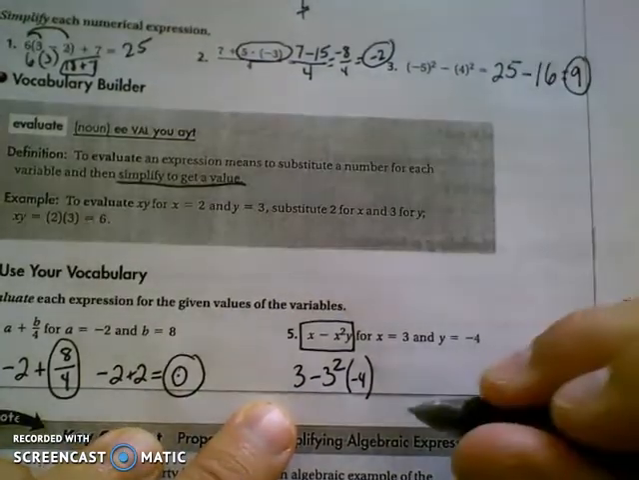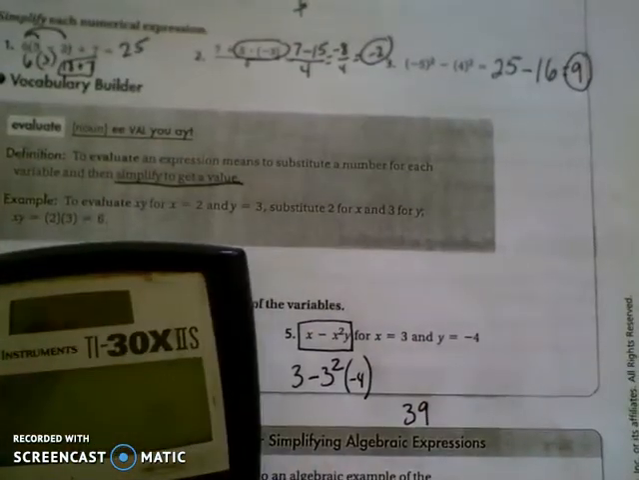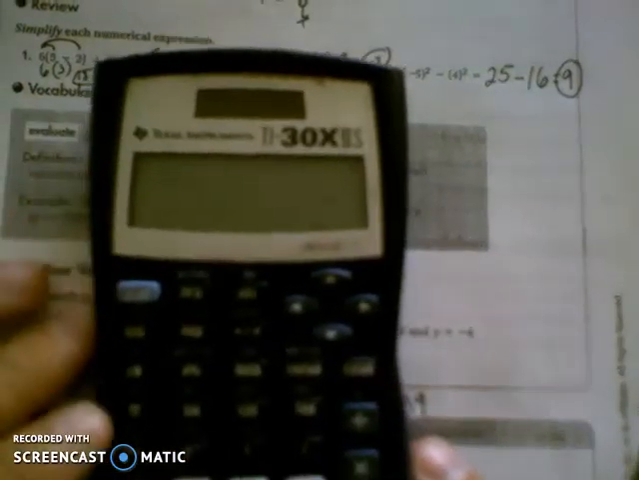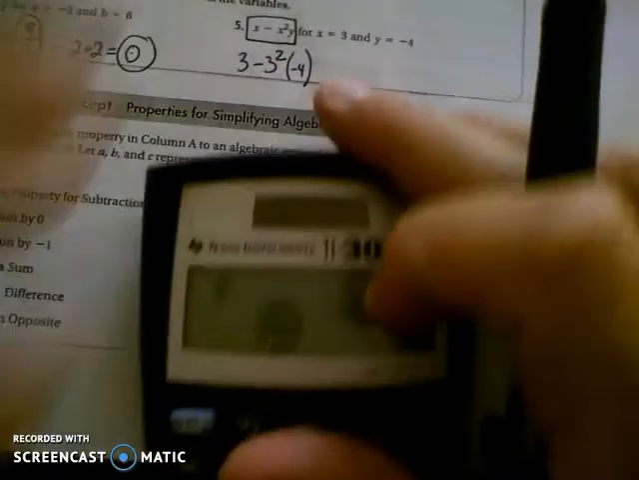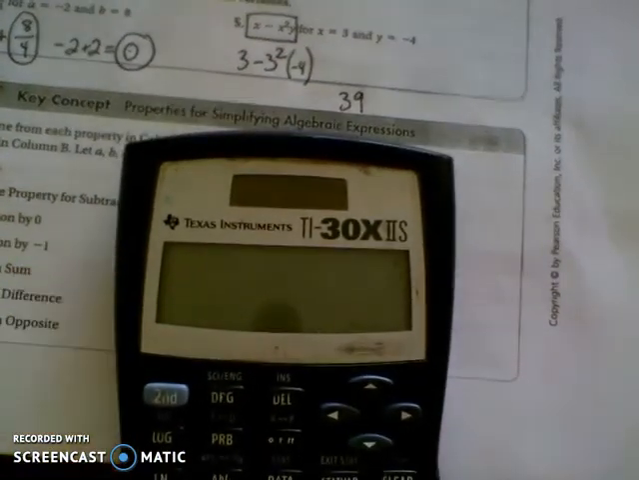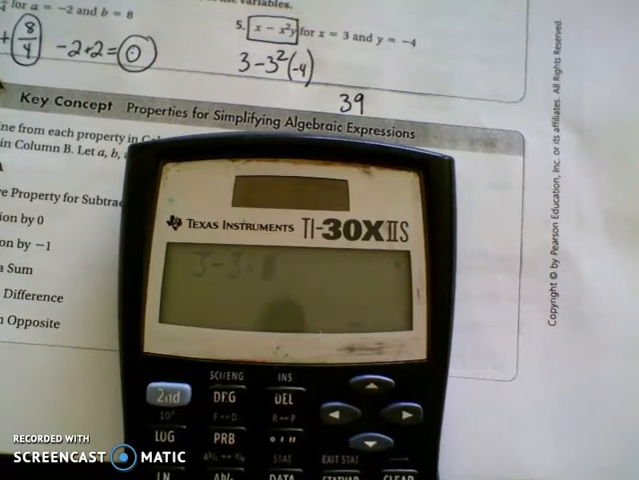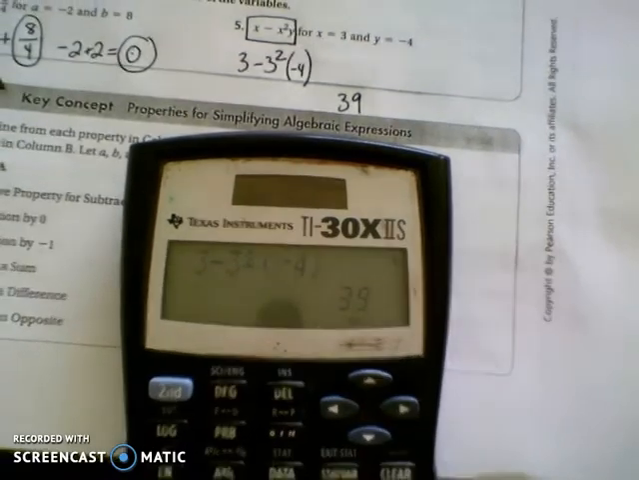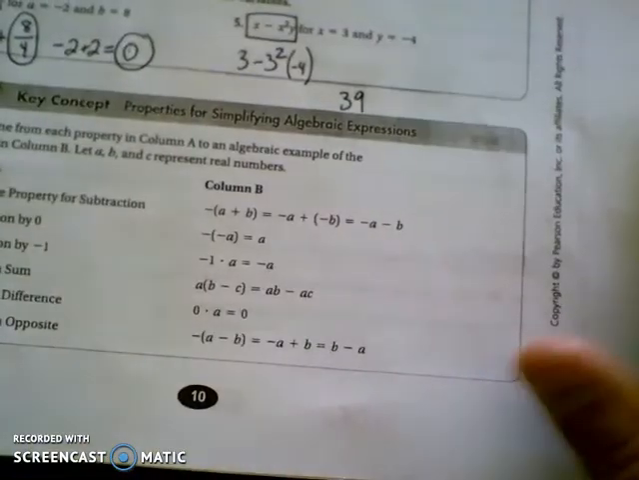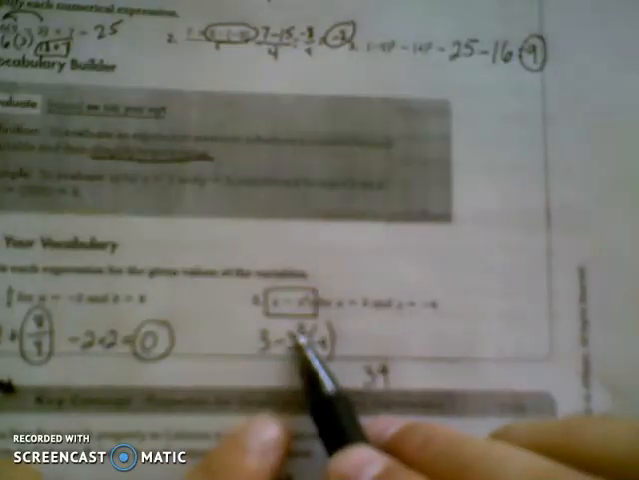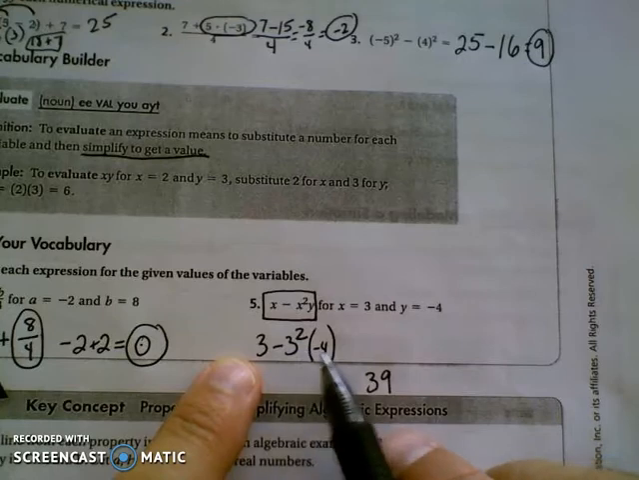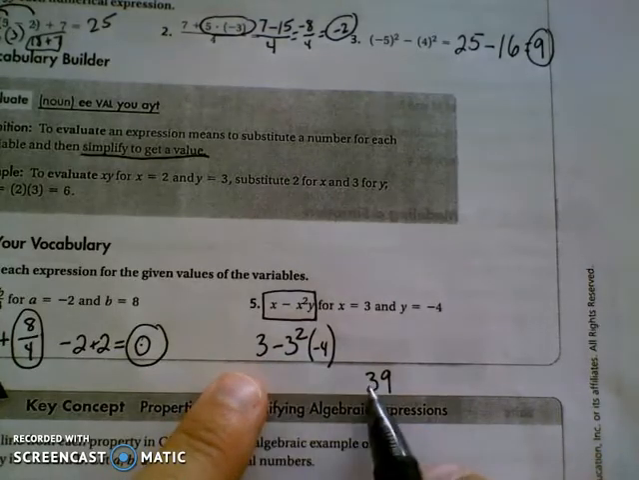So the answer for this one is 39. But how do we get that? Well, there's a couple ways you can get that. If you don't know how to do all those steps, I recommend putting all this into the calculator. So what you're going to do is say 3 minus 3 squared parentheses negative 4, and you get 39. So if you don't want to do it that way, you can do 3 squared is 9. 9 times 4 is 36. 36 plus 3 is 39.